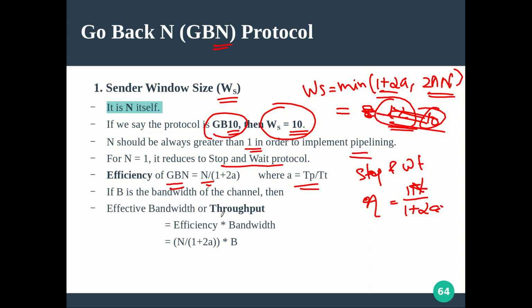So all those things, these parameters, we have already seen. Again, I am repeating: watch the previous video and come to this. And B is what? The bandwidth of the channel. If B is the bandwidth, then the throughput or the effective bandwidth is also something we calculated in stop and wait.